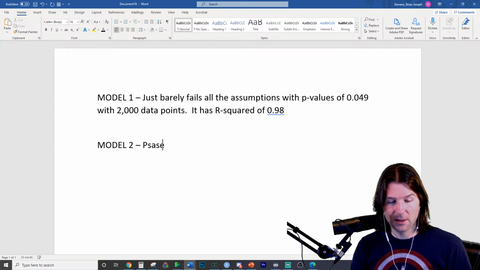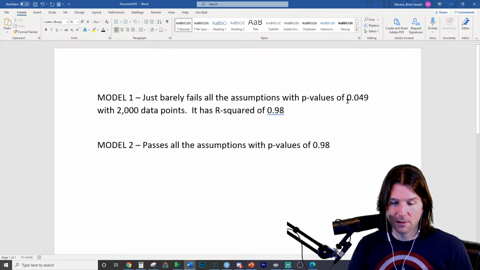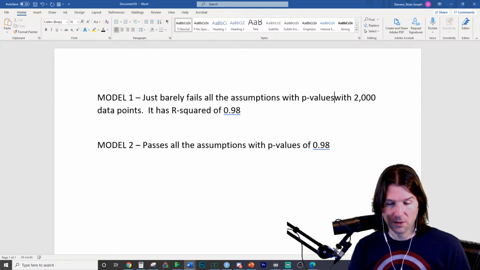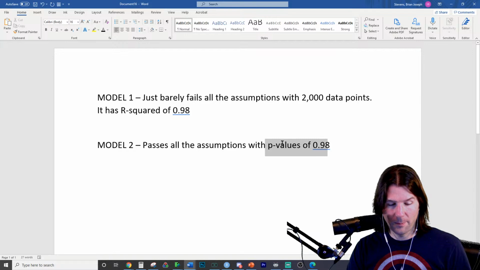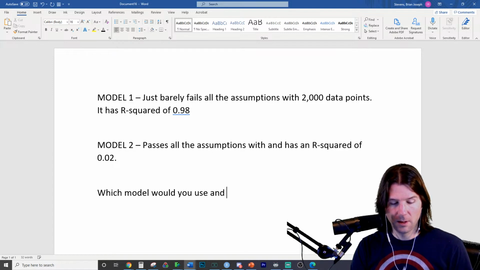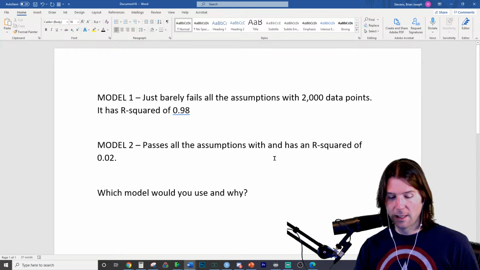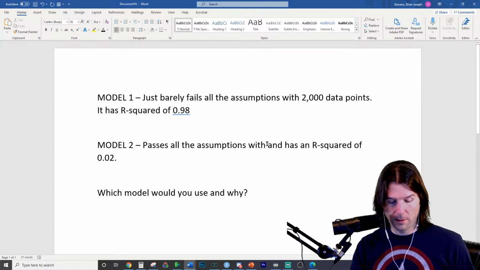Model 2 passes all the assumptions with p-values of 0.98. People might think, oh, it's statistically significant. Model 1 just barely fails all the assumptions. Model 2 passes all the assumptions and has an R² of 0.02. Which model would you use and why? Which model would you pick, Kayla? So model 1 just barely fails all the assumptions with 2,000 data points. Model 2 passes all the assumptions with, let's go here, 40 data points.